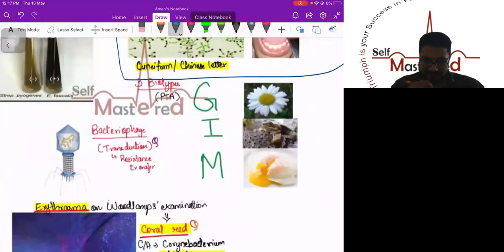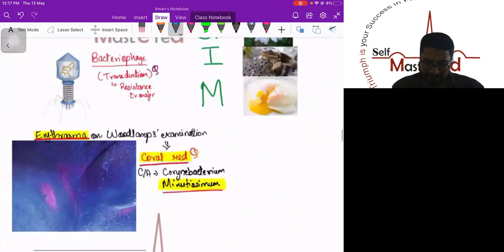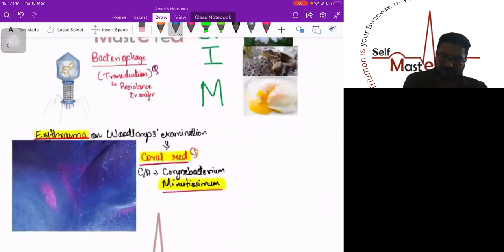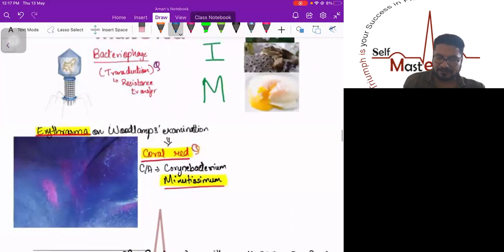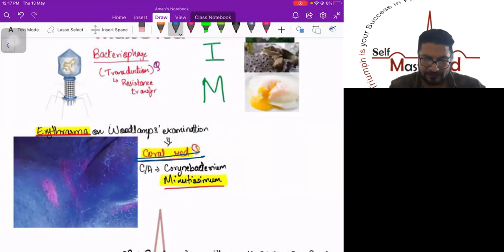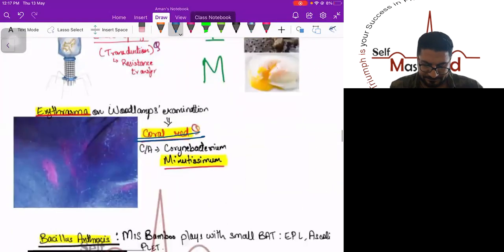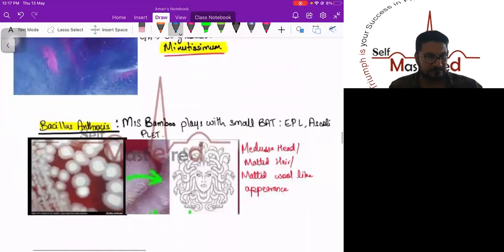Okay, so understand this. Erythrasma is caused by Corynebacterium minutissimum, and this will have a coral red fluorescence in Wood's lamp examination.